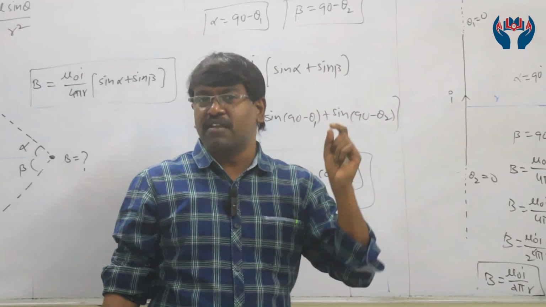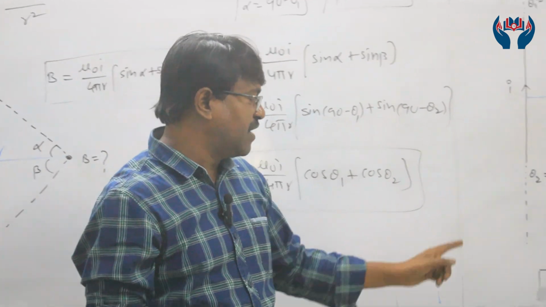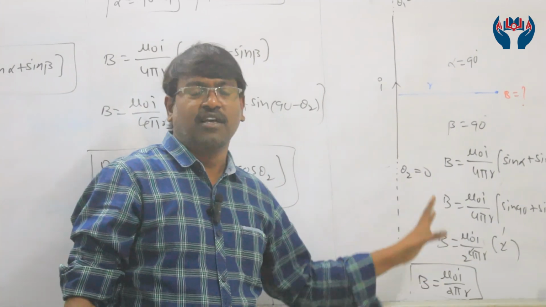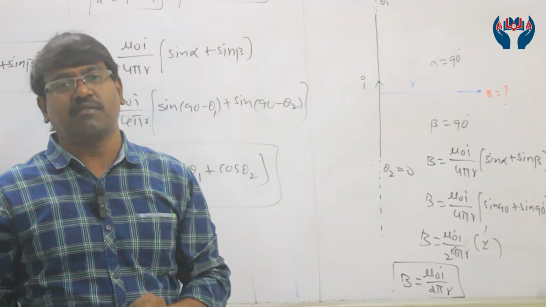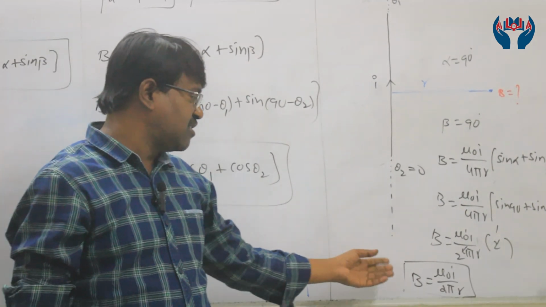So in the case of an infinite wire, what is the magnetic field? Mu naught I by 2 pi r. Infinite is also called very long. Very long is nothing but an infinite conductor. So that is the magnetic field.